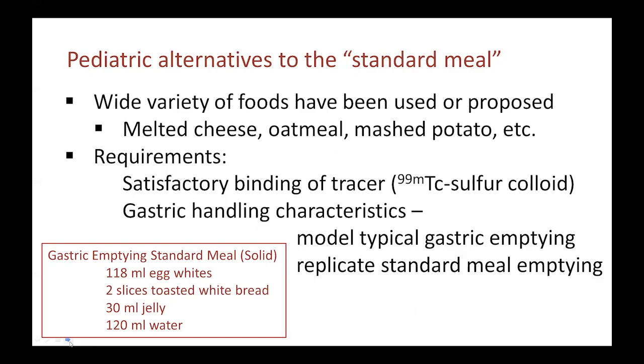Now, if we are going to use an alternative, it should meet two requirements. First, there should be satisfactory binding of tracer. We typically use technetium-99m labeled sulfur colloid, as this binds well to the proteins in the egg or egg white. Secondly, the gastric handling characteristics should model typical gastric emptying. After all, that is the purpose of doing the study, and hopefully also will replicate emptying of the standard meal.